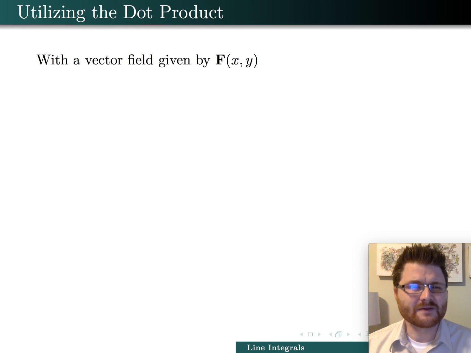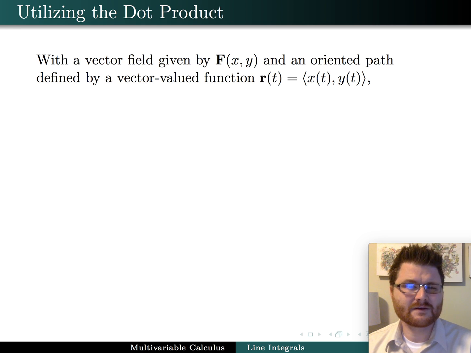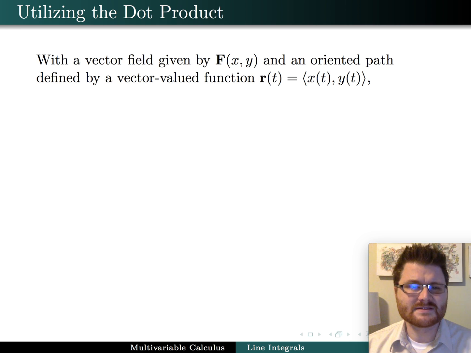Okay, so if we've got some vector field given by some function capital F that assigns to any point in space x, y a vector, and we have some oriented path defined by a vector valued function. So you give me some value t, and I'll tell you the coordinates of the vector that points from the origin to a point in space, and the collection of all those points gives us a parameterized path, this vector valued function.